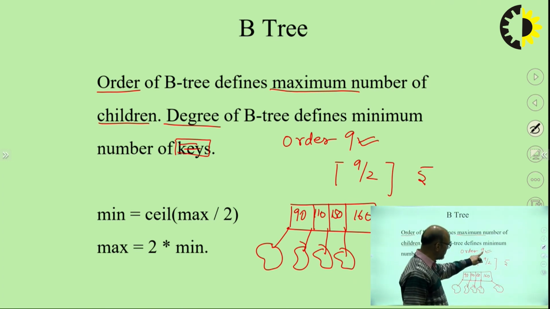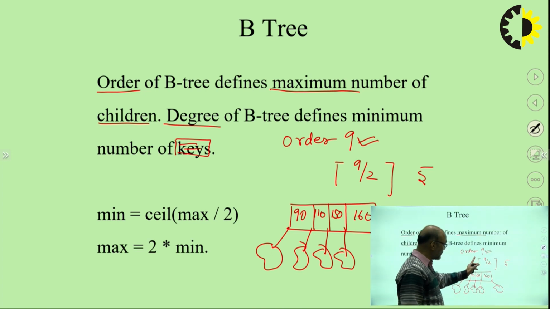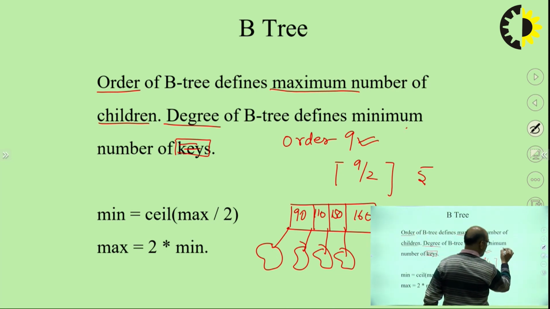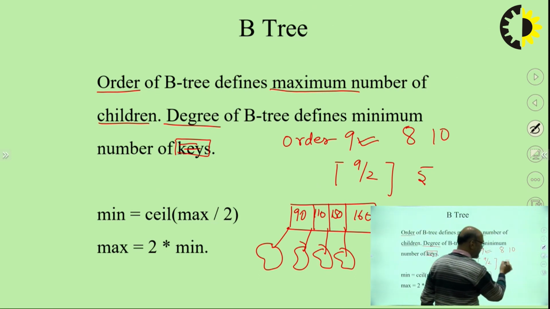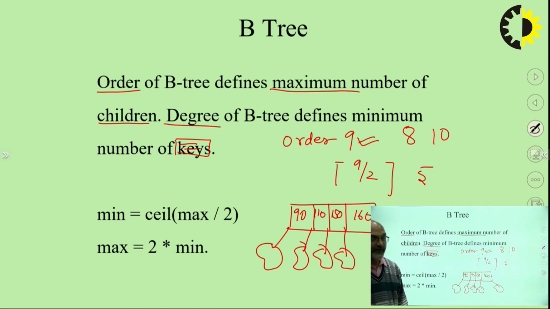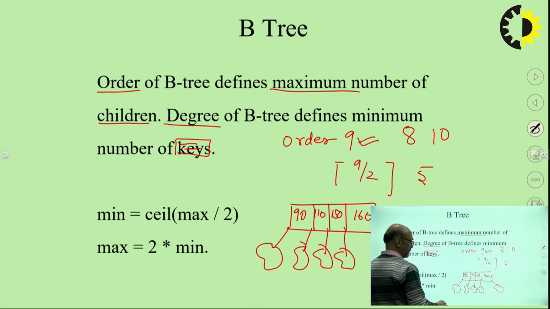Suppose order is given, then maximum number of children is 9. To calculate minimum number of children, we use the ceiling value of maximum divided by 2. Suppose maximum number of children given is 8, then it is 4. Suppose maximum number of children given is 10, then it automatically computes to be 5. Number of children is 5, then number of keys are 4. Number of children are 4, then number of keys are 3.